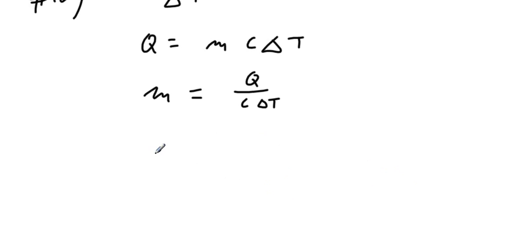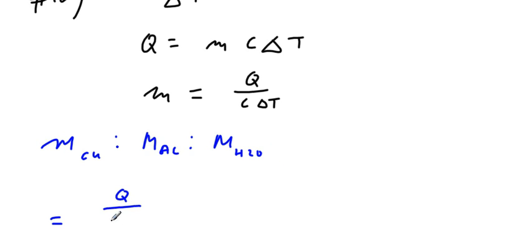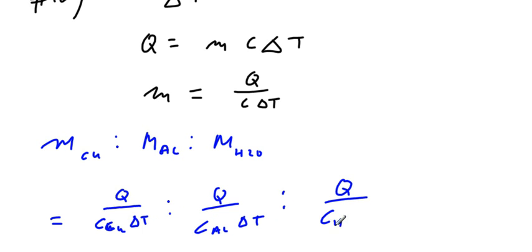And we'll say that the mass of the copper is ratioed with the mass of the aluminum and the mass of the water, because we want water too. So they're going to have Q over c of copper, the specific heat of the copper, delta T, in a ratio with Q over the specific heat of aluminum, delta T, and Q over the specific heat of the water, delta T.